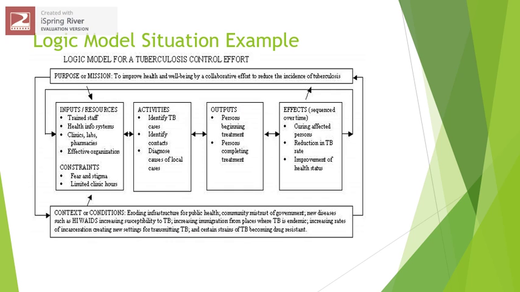Here is an example of a logic model used to control tuberculosis. The inputs for this situation were trained staff, clinics, labs, pharmacies, and health info sessions to help educate the public. These are the intended resources to plan, implement, and evaluate the program. The output is people beginning and completing treatment for tuberculosis. Lastly, the effects or outcomes are reduction in TB, otherwise known as tuberculosis, better health statuses, and curing infected individuals. Displayed are all 3 components of a logic model.